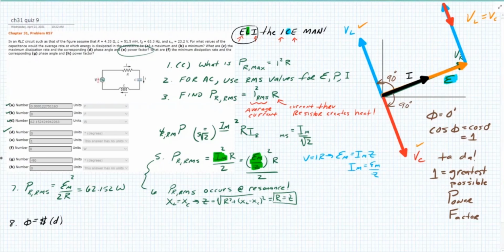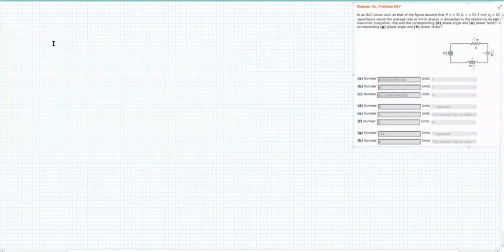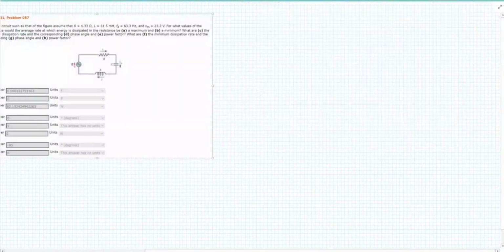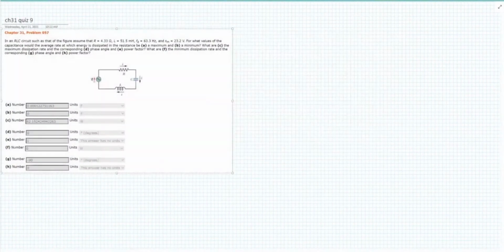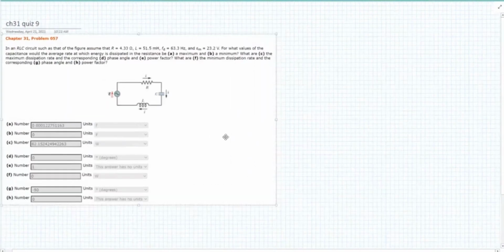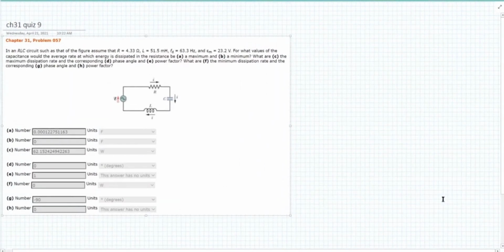All right, so we're done with E. What about F? F says the minimum dissipation rate. We've already answered that, but let's say a few words about that. Part F says, okay, on the other extreme, what is the minimum dissipation rate? Power, what are F, the minimum dissipation rates? So here comes F.